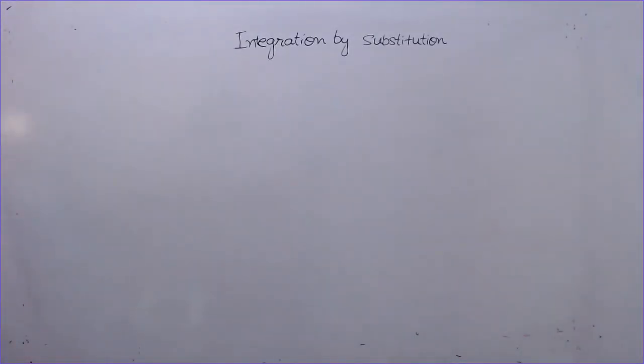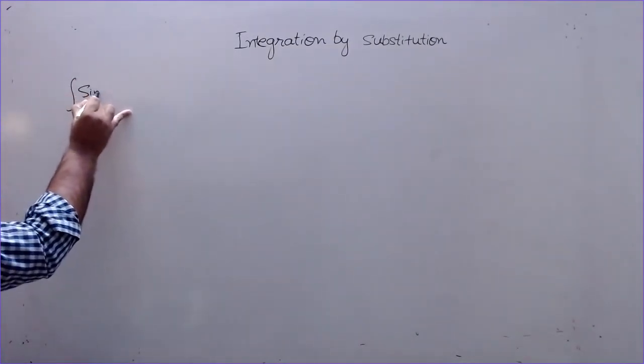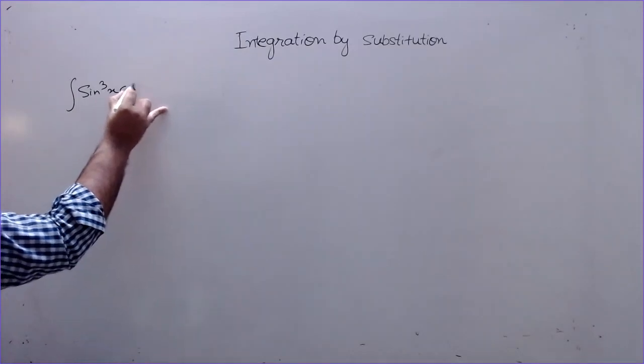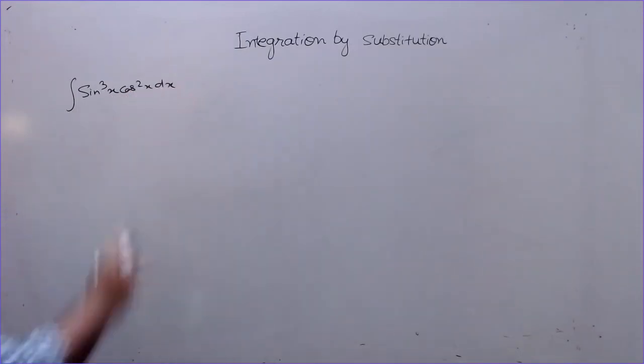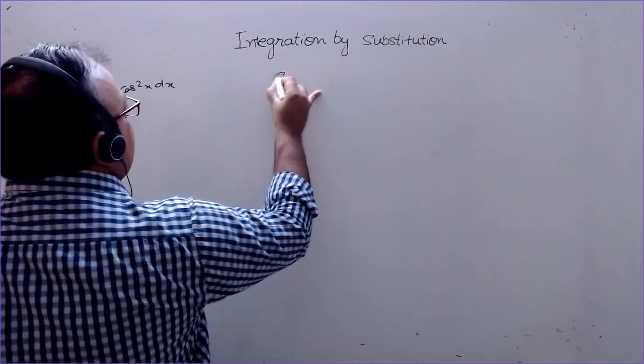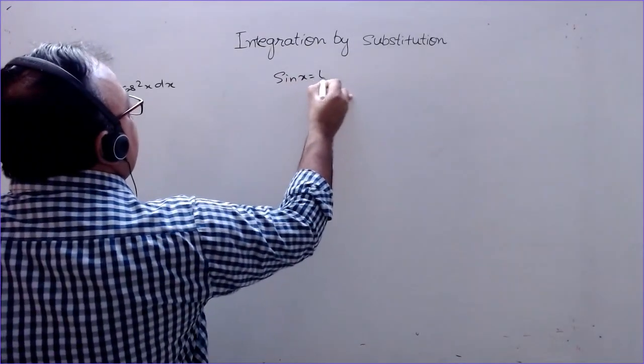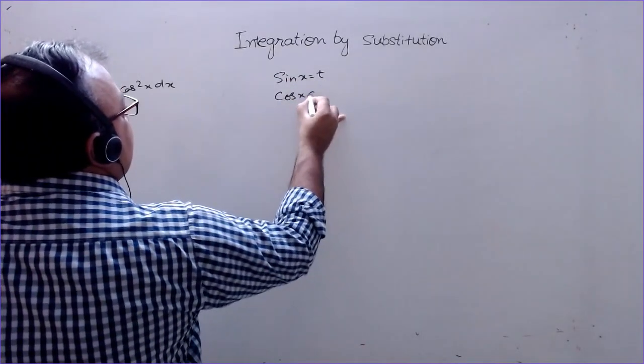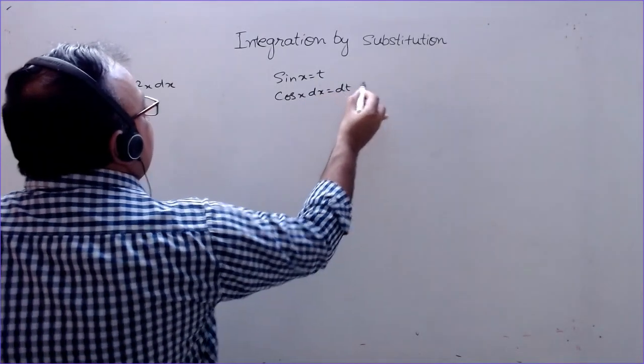The next question is a very easy question. Sin x has a derivative of cos x. Cos x has a derivative of minus sin x. You can substitute any of these. If I put sin x equal to t, cos x dx is dt.